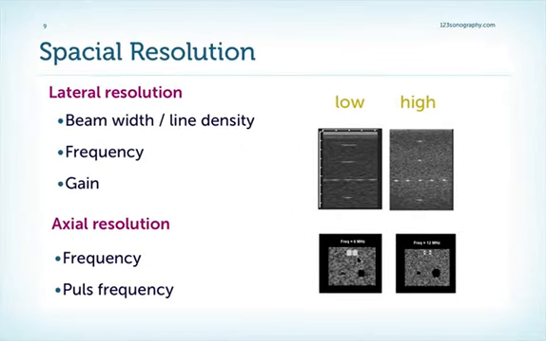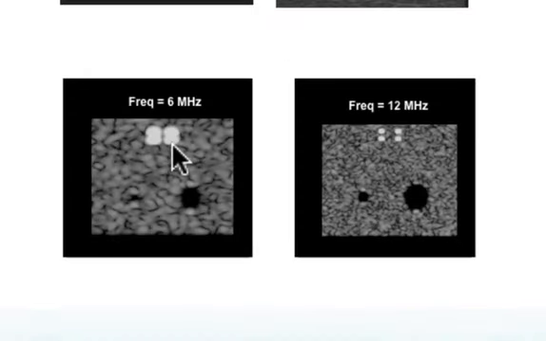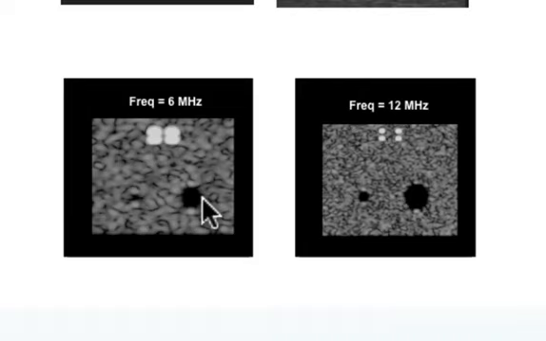Here's another phantom which shows you the effects of axial resolution. On the left-hand side, we're imaging with a fairly low frequency, 6 MHz, while on the right with 12 MHz. And the difference is very apparent. We have blurring and confluence of these imaging points, while we do not have that in this example. Also take a look at the background here. This image is much sharper. Even details are apparent. So axial resolution mainly depends on the imaging frequency, but also on the pulse frequency.